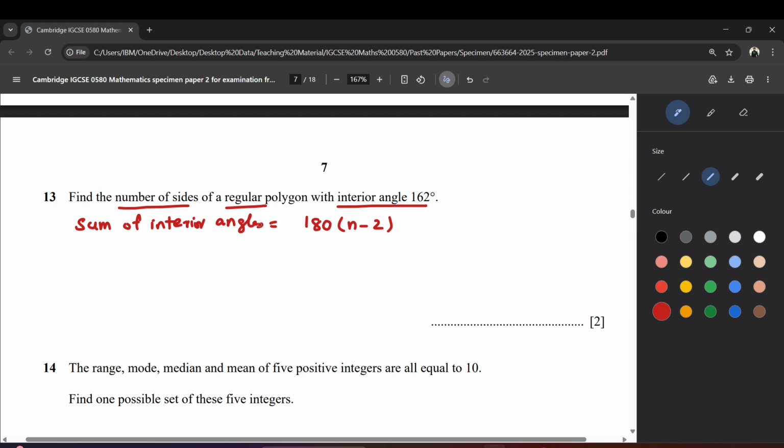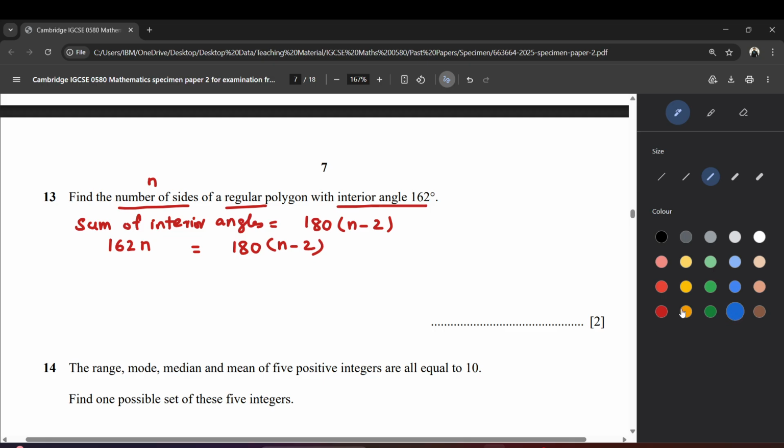What I do have is one interior angle. So because this is a regular polygon, all of the interior angles will be the same. So if there are n number of sides, the sum of interior angles would be 162 multiplied by n. If one interior angle is equal to 162 degrees, then n interior angles will be equal to 162 times n. So this is one way of starting this question.